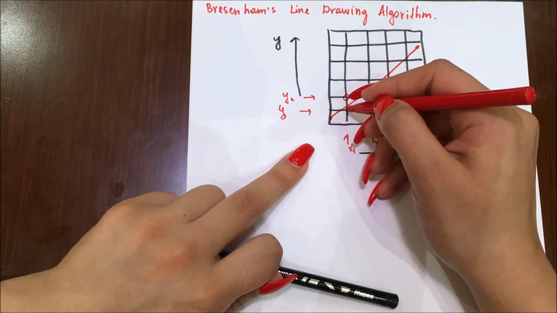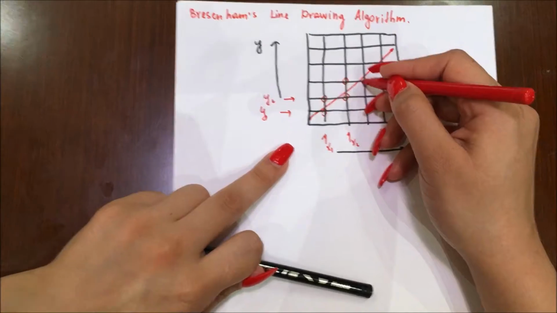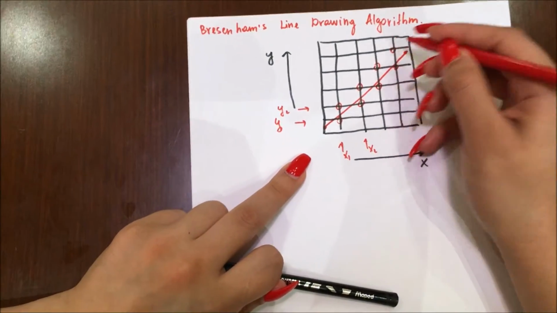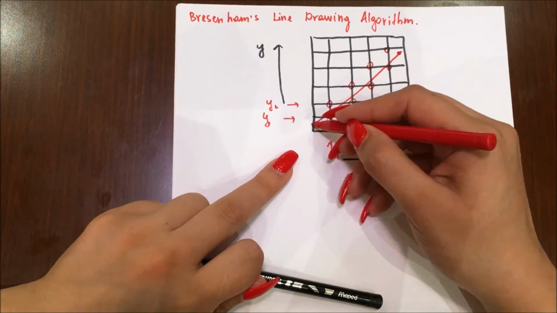But in order to do this, the computer should calculate which pixels to choose. If the slope is less than 1, then it should decide between lower or upper pixels. If the slope is more than 1, then it should decide between left or right pixels.